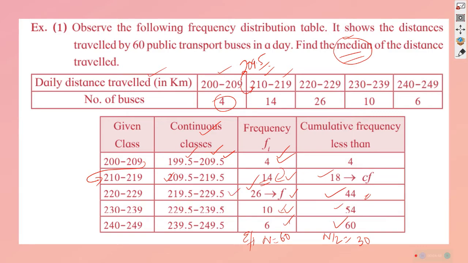That much we know now. The class is 219.5 to 229.5. This class is the mid value or median class, and the median value is remaining.